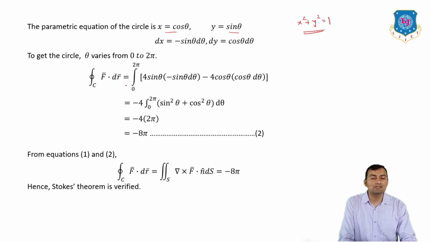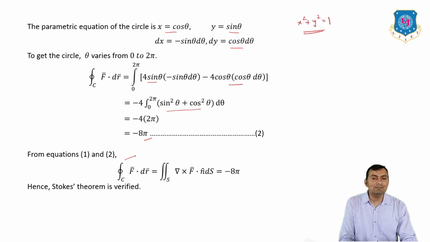So our single integration becomes the integral from 0 to 2 pi of 4 times sin theta into dx, so this is minus sin theta d theta, minus 4x, and this is the dy. Let us replace it, and after simplifying, using sin square theta plus cos square theta equal to 1, the integration with respect to theta gives theta, with limits from 0 to 2 pi, so it will be 2 pi, and you will get minus 8 pi.